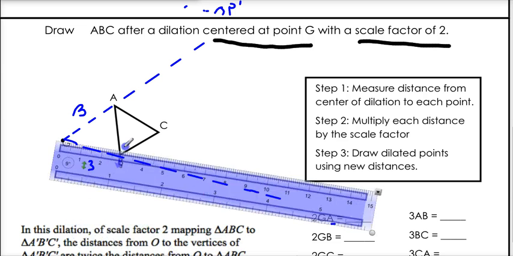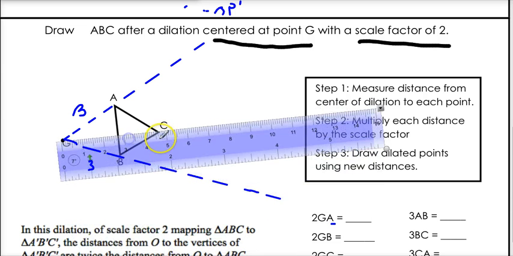Right? And then we do our final point C, which is just about 4.5 right here, right? That's about 4.5. So we draw our dotted line. All right. And that is 4.5 from G to C right here. Now that we got our originals, we have to dilate it, right, using our scale factor.